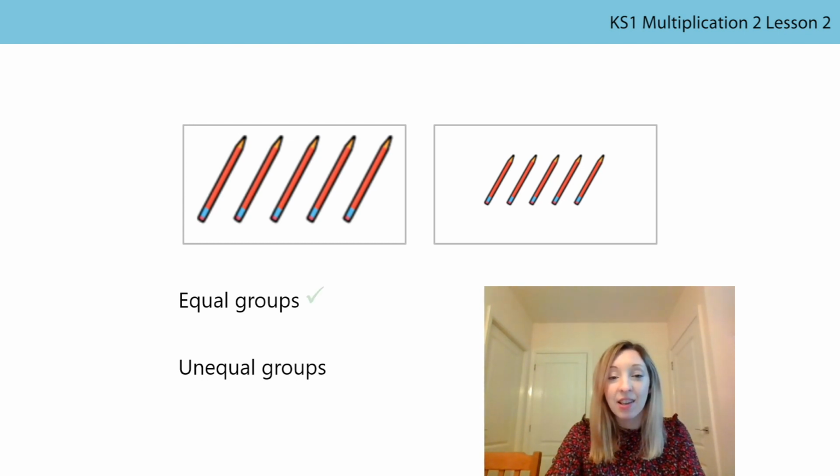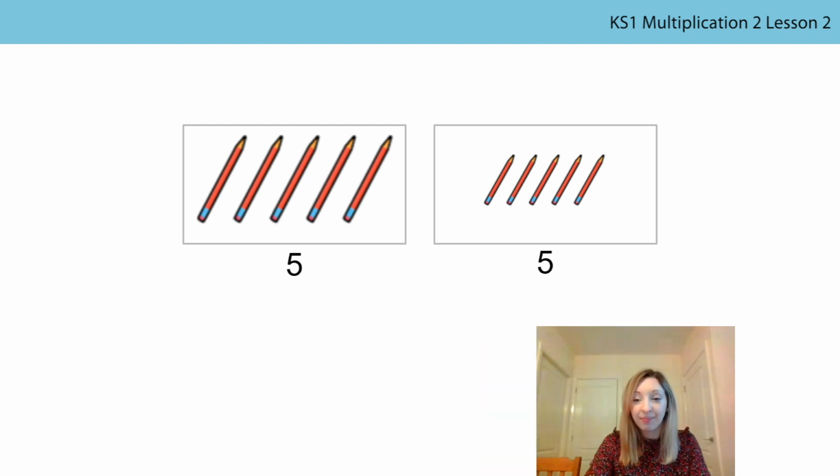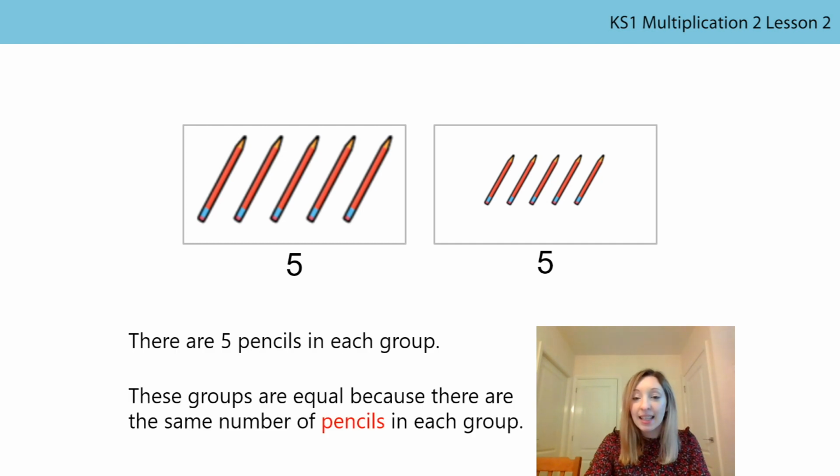Fantastic! The pencils are in equal groups. We know that the pencils are in equal groups because there are 5 in each group. Let's say the sentence together. These groups are equal because there are the same number of pencils in each group. Fantastic! I couldn't catch you out then, could I, by giving you longer pencils?